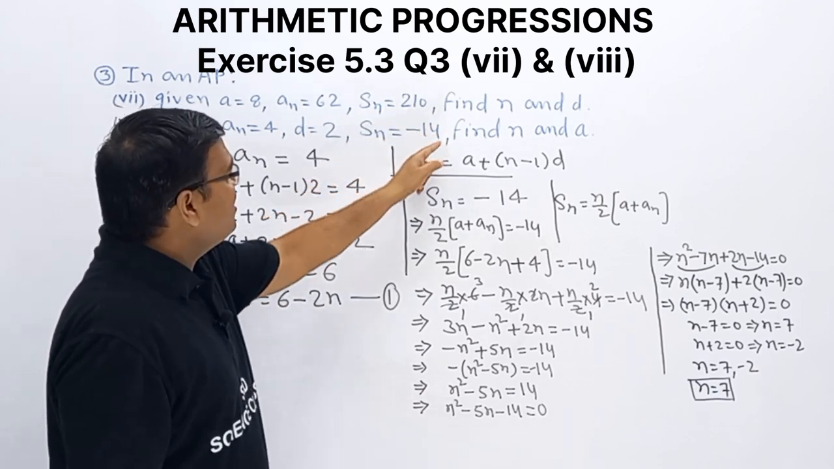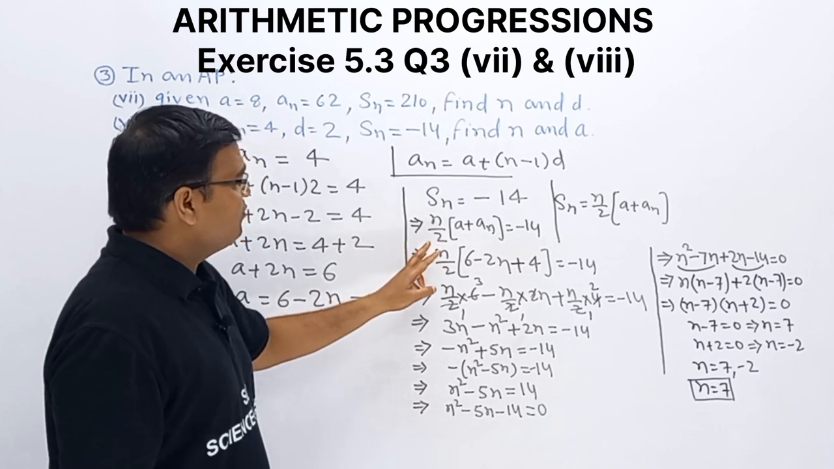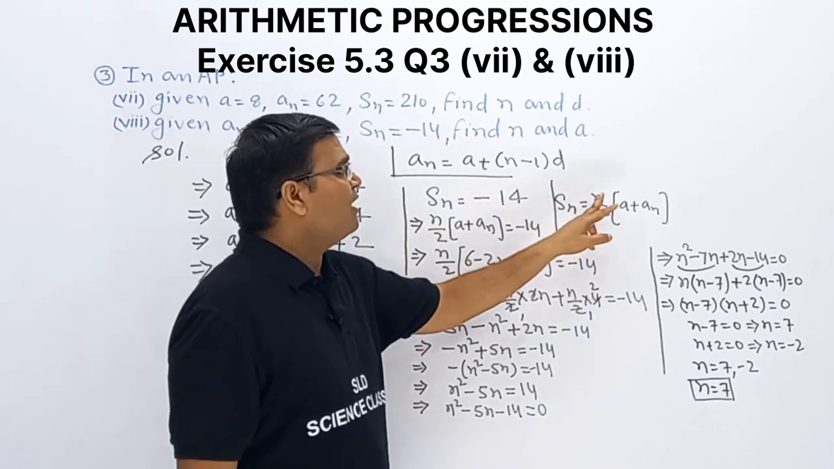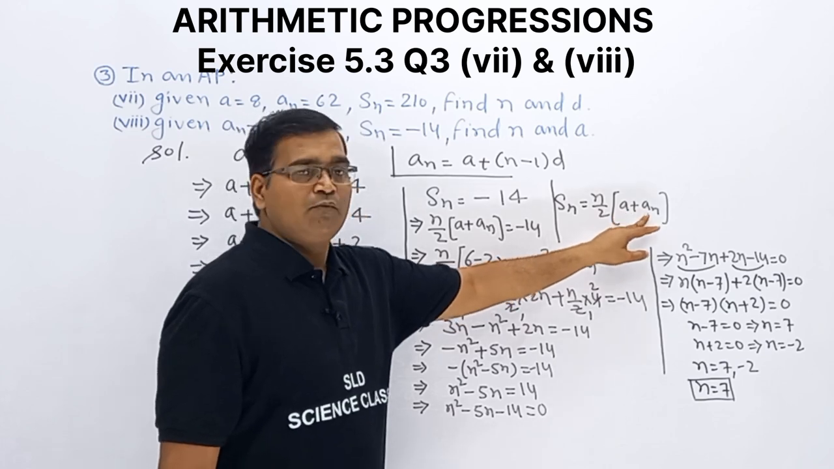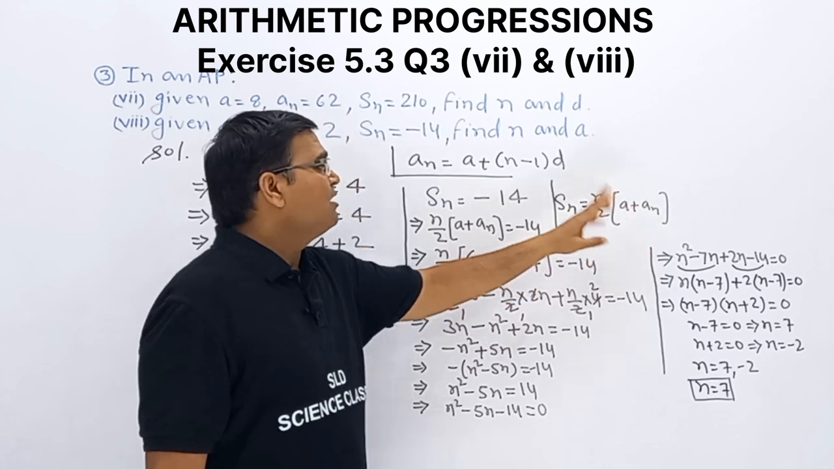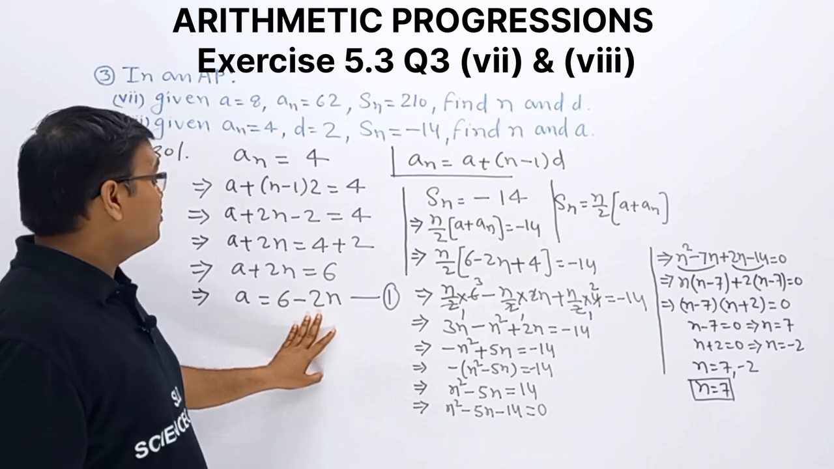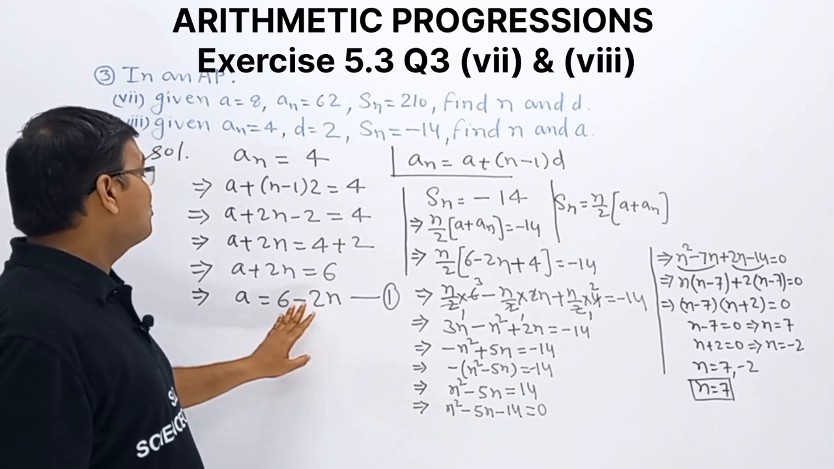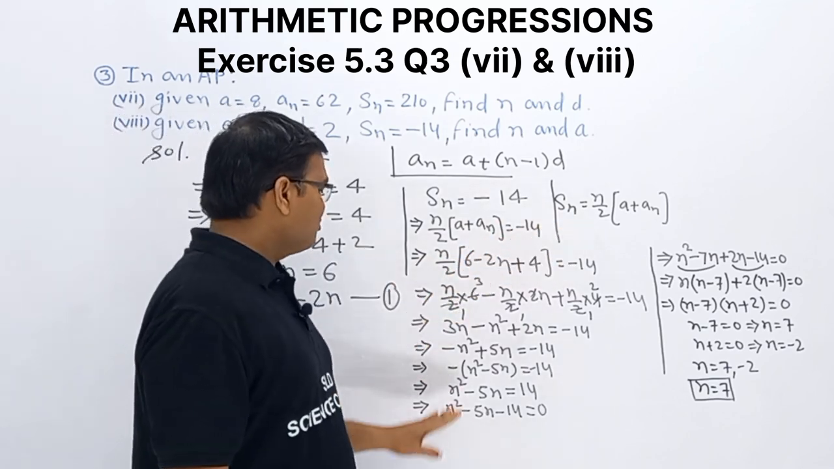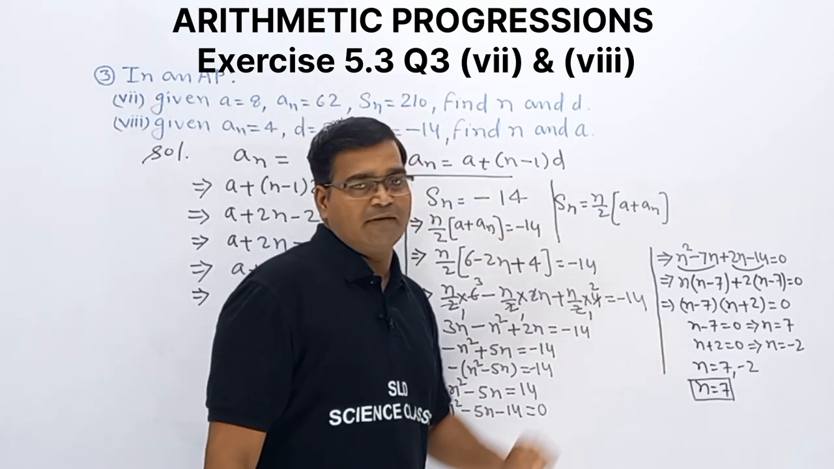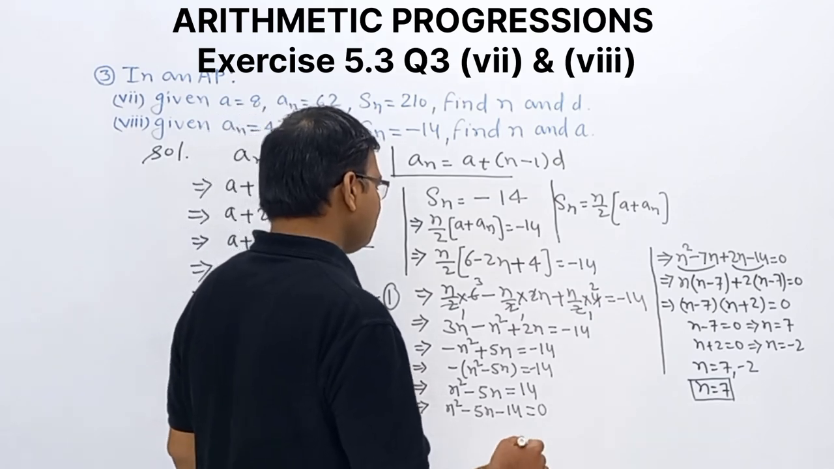So how will we find the value of n? Another condition, we have the sum of the nth term, Sn equal to minus 14. So we use the sum formula, n by 2 into a plus an. Why? Because an we have in the question, and a we also have in terms of n. So using this formula and solving for n, we get n equal to 7. Clear?